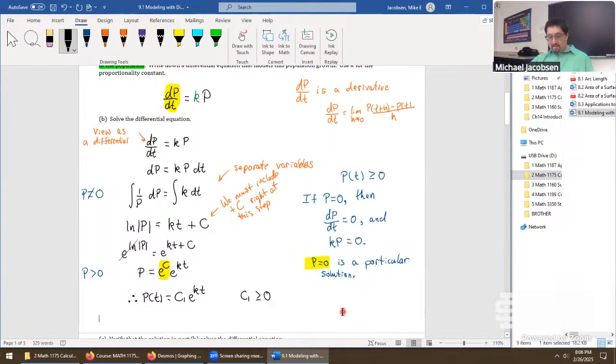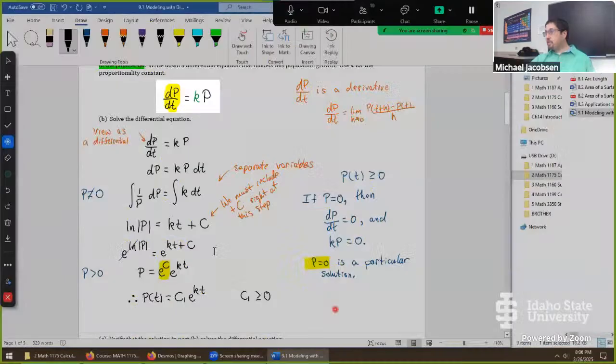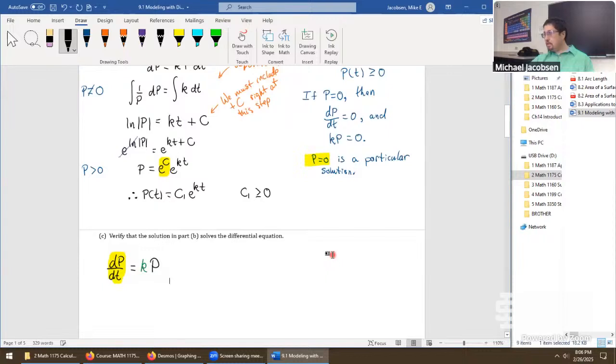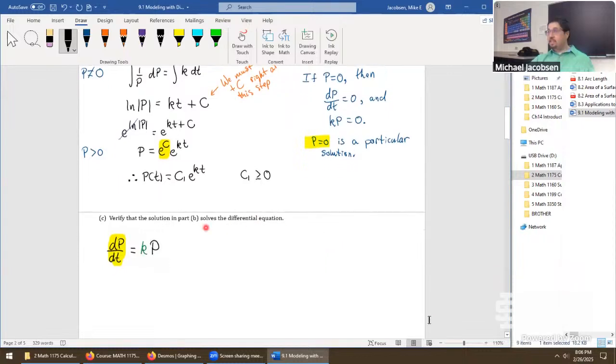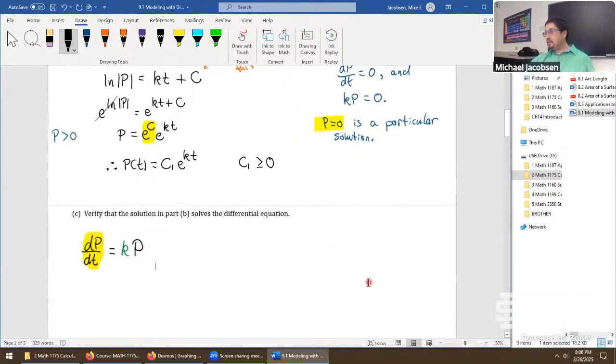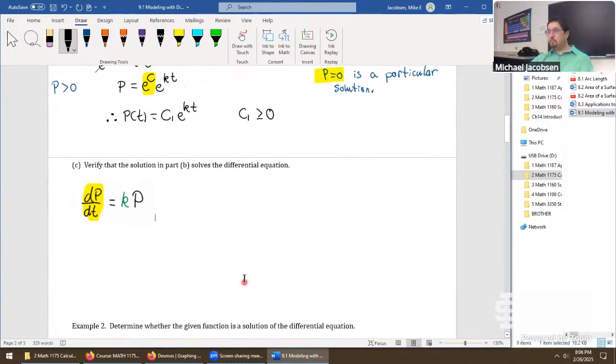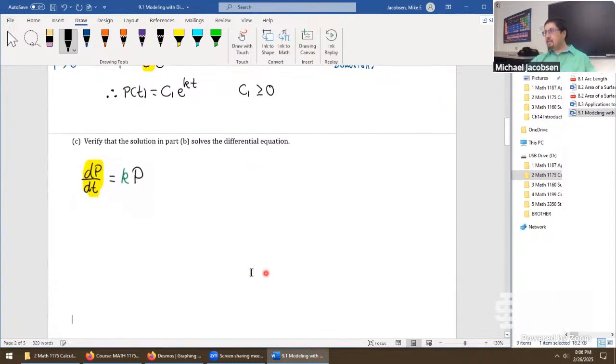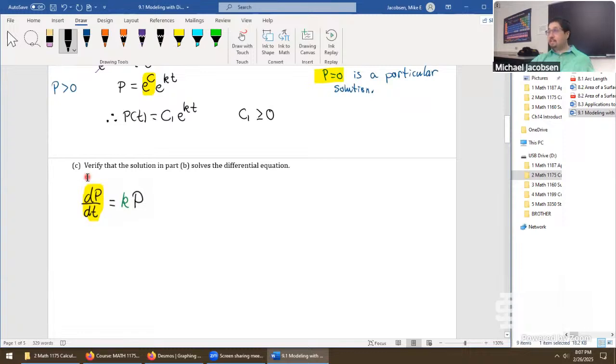Let's take this right here, the underlying differential equation, and check that this solves it. So how would we do that? Well, notice that there's a derivative on one hand, the function times k on the other side. So we should just take our original equation here, p of t equals c1 e to the kt, and differentiate.